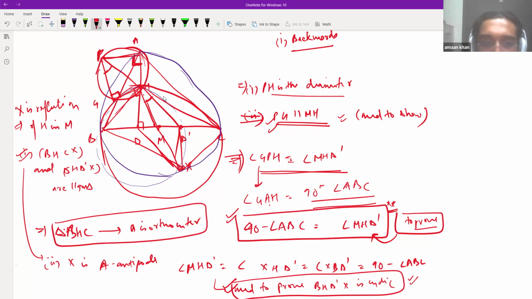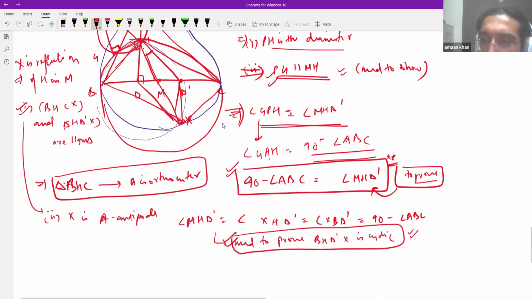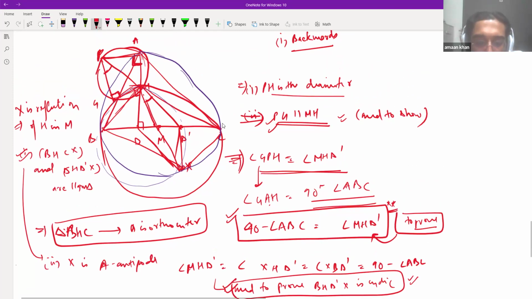BD'X is HGD'. Wait, BD'X is HDD'. Okay, yeah, that is because it's a parallelogram, and this is equal to BHM. You're saying 90 is not equal to BHM, right? Assuming they're cyclic, how is it equal to BHM? Oh wait, yeah, right. Now I get what you're saying.